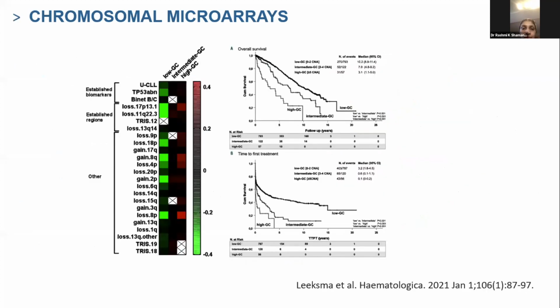Next slide. So this was a very recent paper that was published this year. They actually quantified the genomic complexity based on chromosomal microarray into 3 categories: less than 2, 2 to 5, and more than 5. And they showed that these define new prognostic subsets. Next slide.